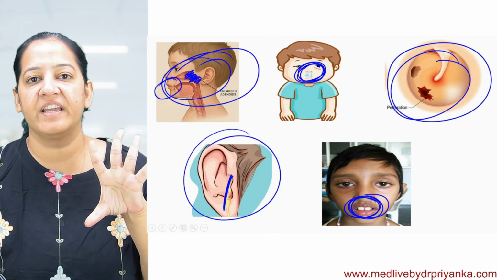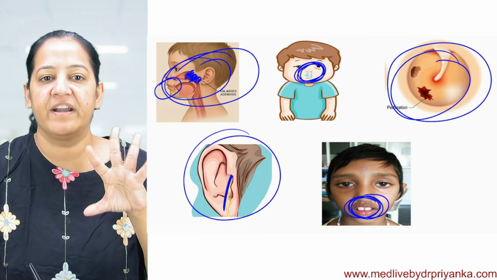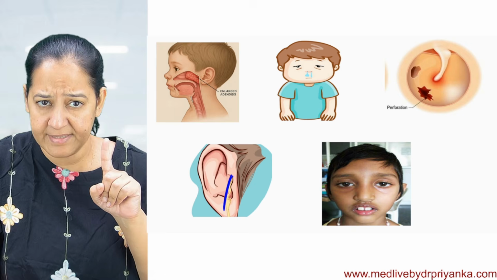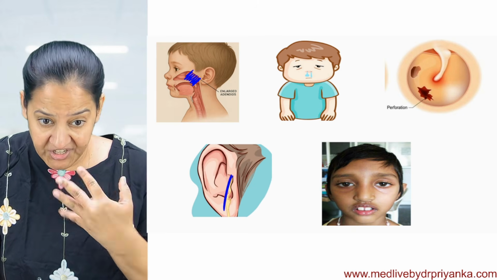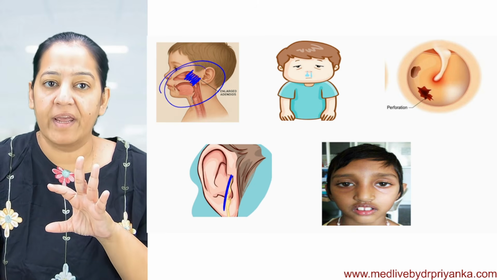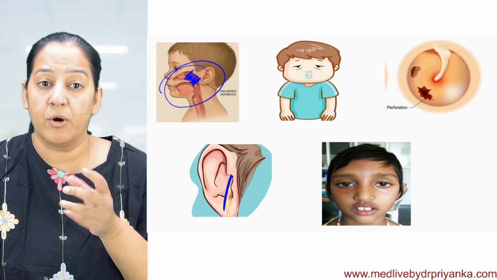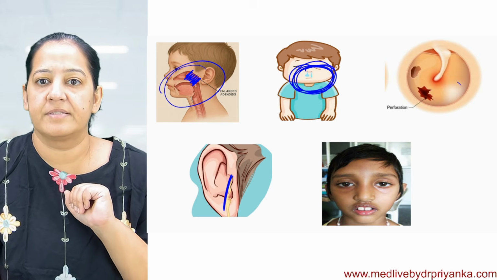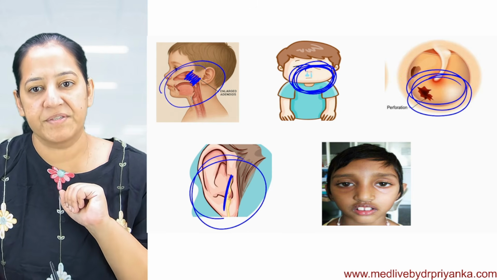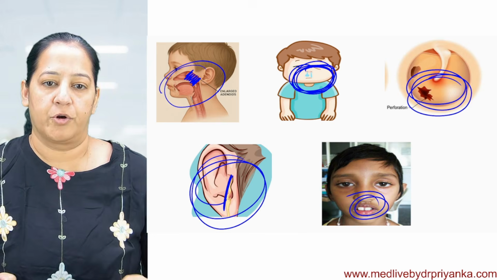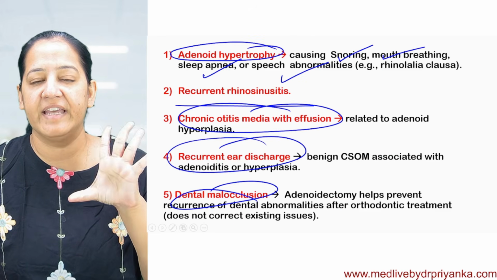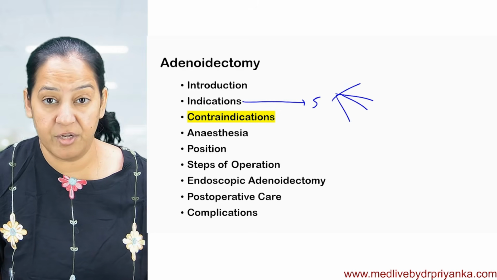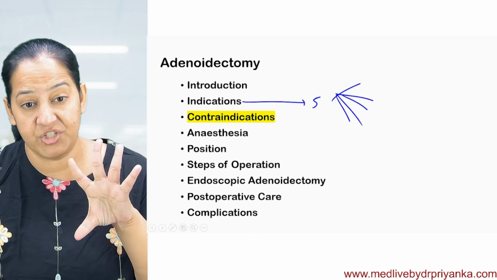So these are the 5 indications of doing the surgery. What are the 5 indications of adenoidectomy? Nasal obstruction to such an extent that the child is snoring, is a constant mouth breather, or has sleep apnea, or speech abnormalities; recurrent infection, rhinitis, sinusitis; perforation in the tympanic membrane or constant discharge; or dental malocclusion. So learn the 5 indications of adenoidectomy. They should be at the tip of your tongue for your vivas.